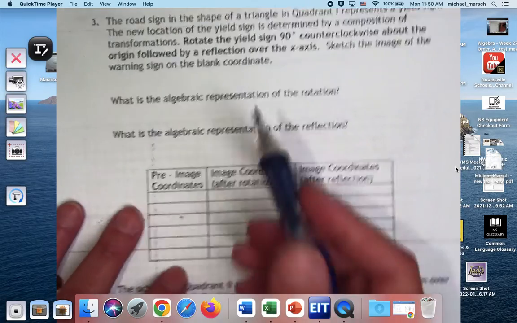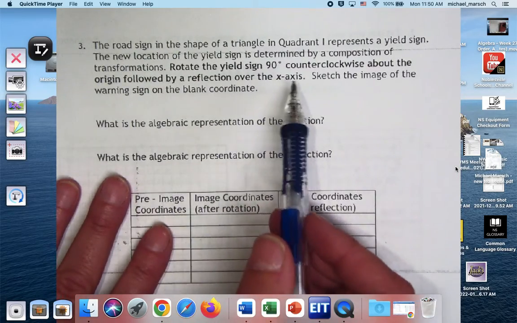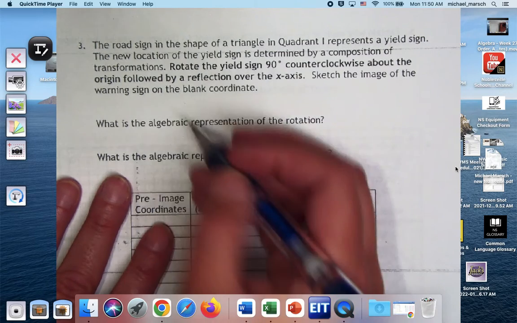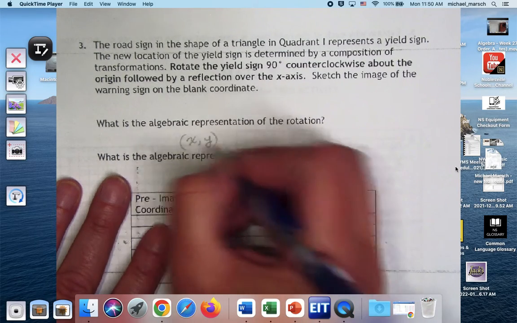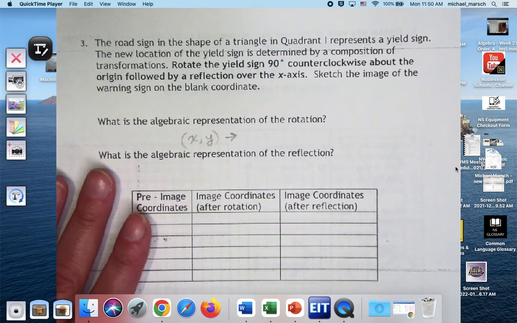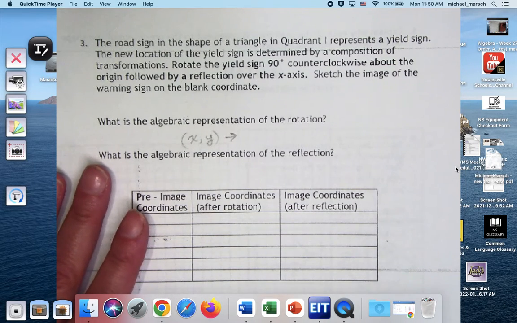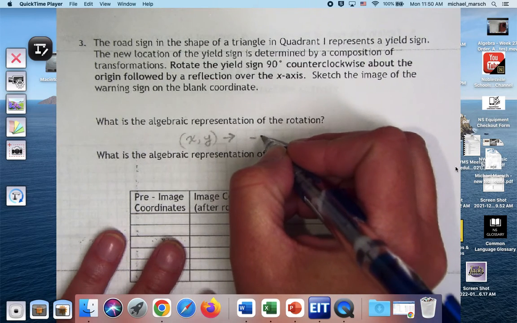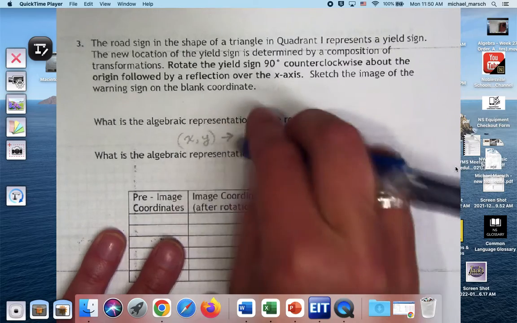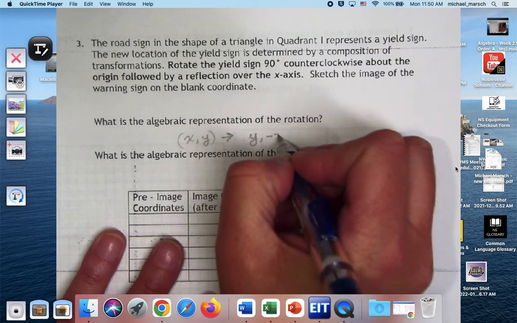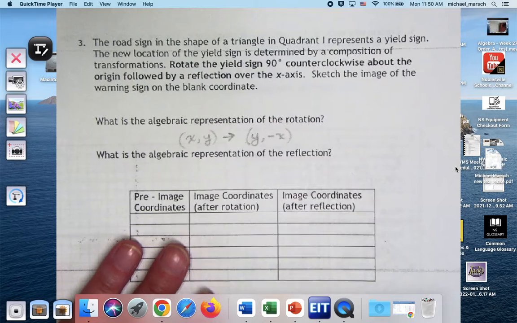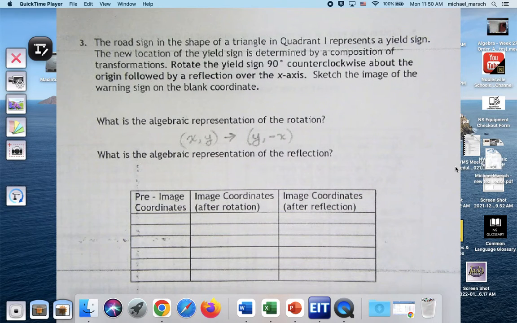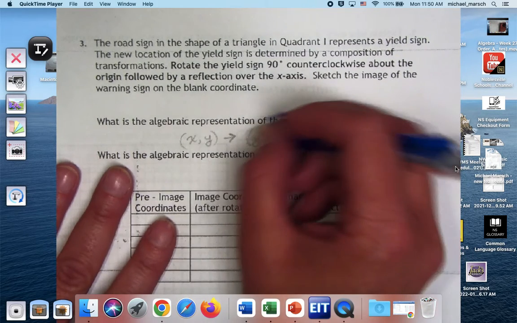So if we want to do a 90-degree counterclockwise rotation, what is the algebraic representation for that? You're going to look at your pink paper, and you're going to look for 90 degrees counterclockwise. What does that look like? Negative x. So we're going to do y, negative x. Are you sure for 90 degree counterclockwise? It's negative y, x.